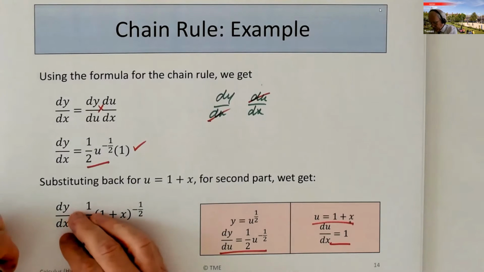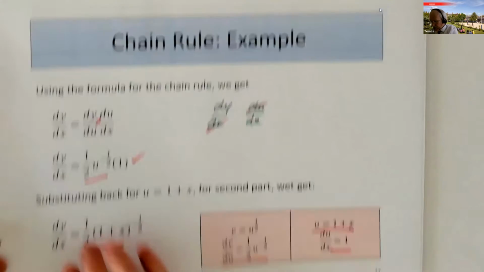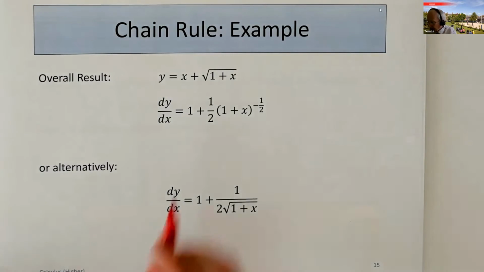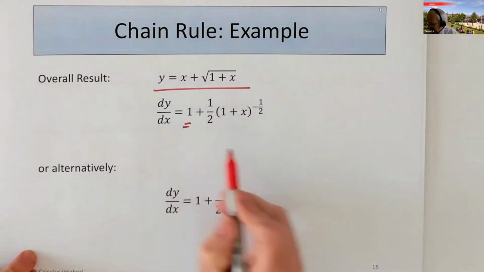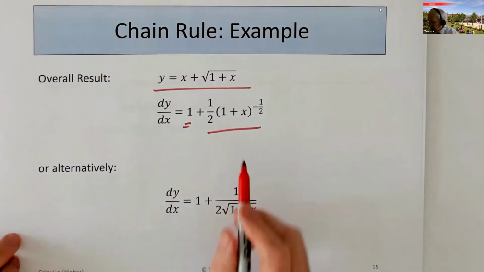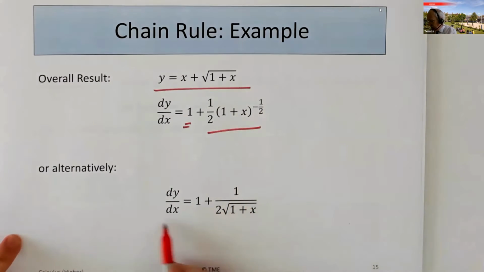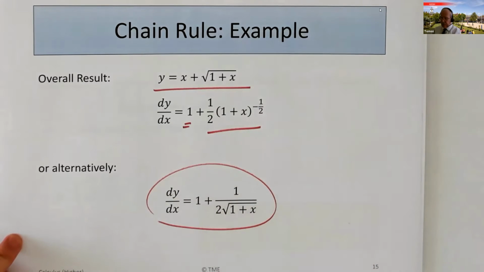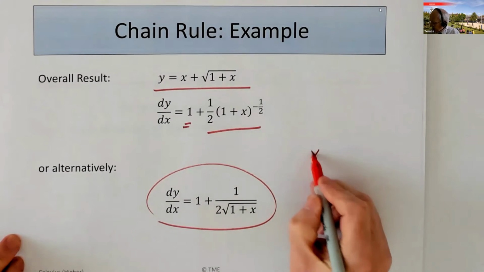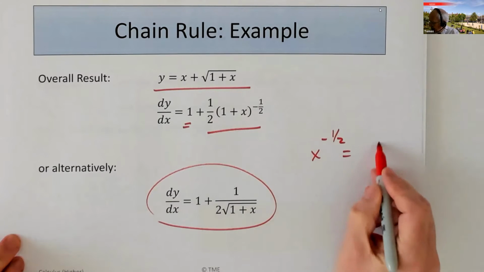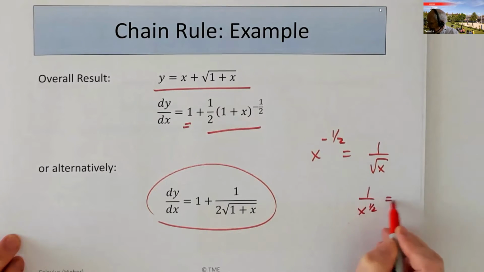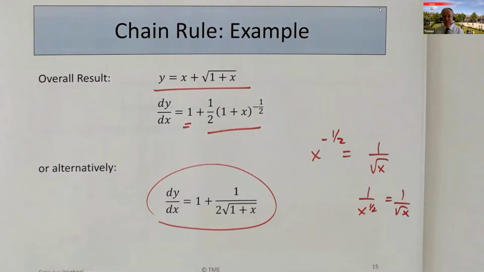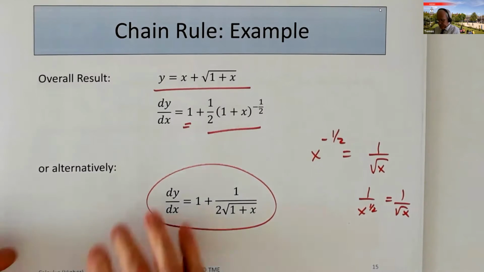Now I think the full question had a 1 in there as well. So the overall result was y is equal to that plus that. I'm adding back the first answer plus the second one. Or if I wanted the minus a half, I could have written it as 1 over the square root as well, because x to the minus a half is 1 over x to the half, which is 1 over root x. Just a different way of writing it.